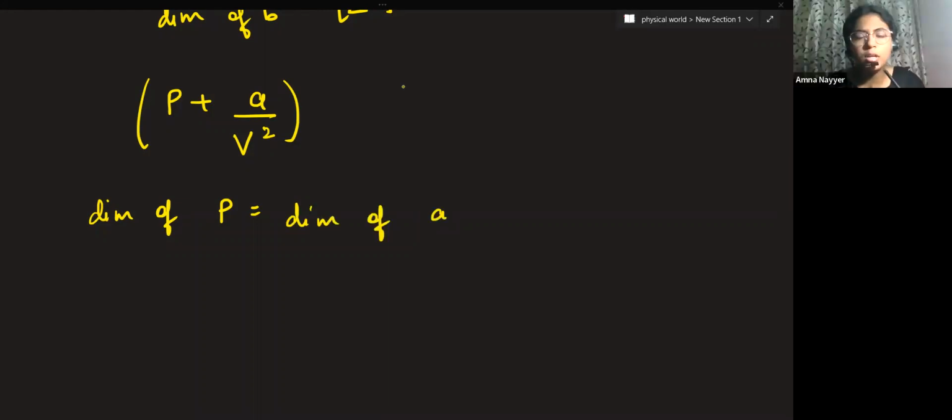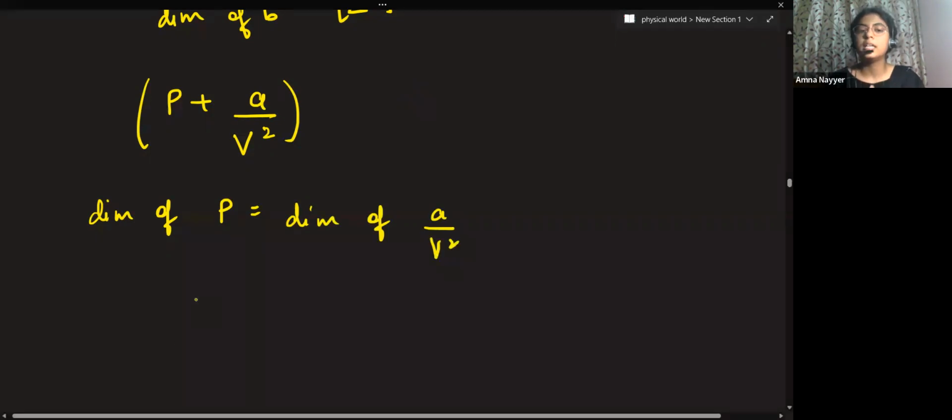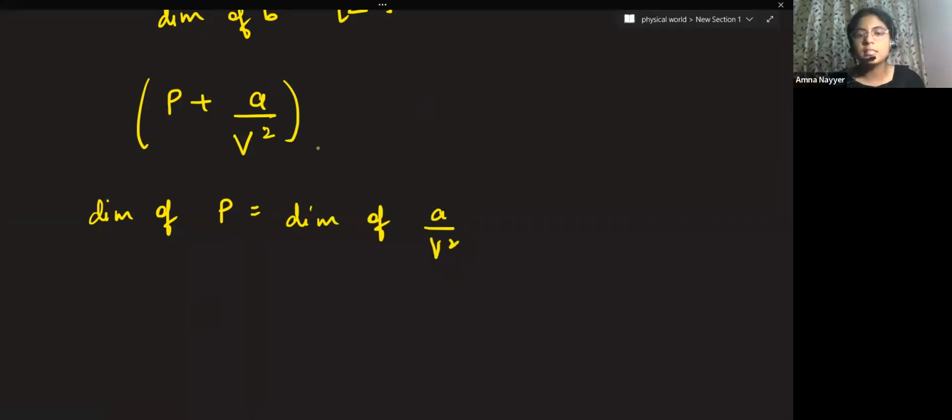Dimensional formula for A. This is M to the power 1. Okay, this A: L to the power 5, T to the power minus 1. Not time. I think you made a mistake in time. L to the power 5 is there and M is there, T to the power minus 1. Just check A once again. So see, this will be equal to the dimensional formula of A by V square. That's why we are able to add P and this. Yeah, this is correct. Good, Aaron.